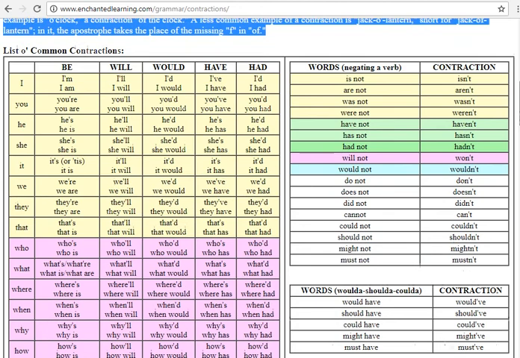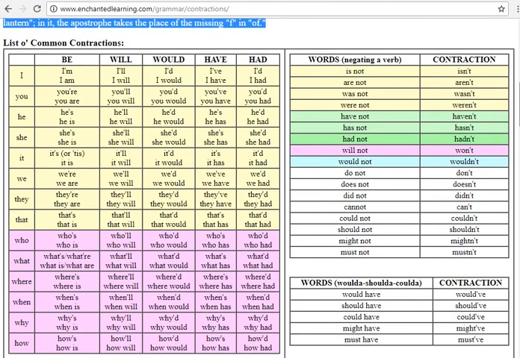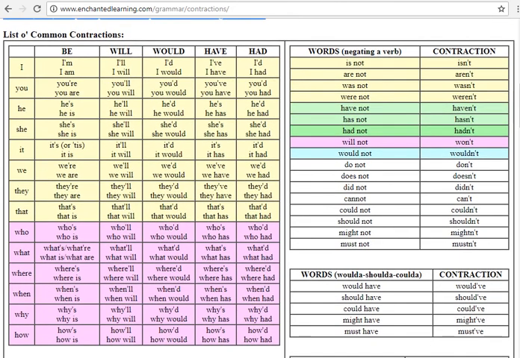Okay, this is very helpful. I recommend that you take a look at it. You can see the be, will, would, have, had, and then I believe it's a she. She takes I, and then the verb be. I will, I would, I have, I had, and then all the different ways you can say this.